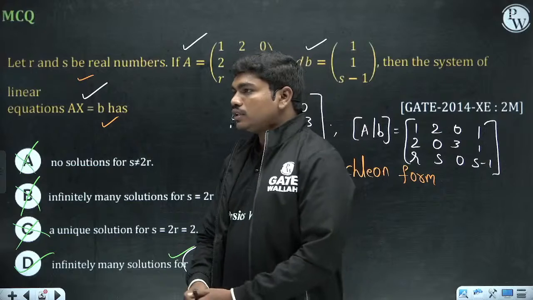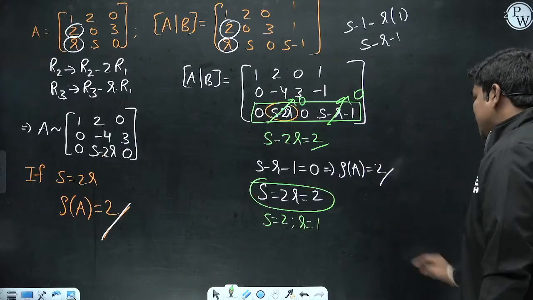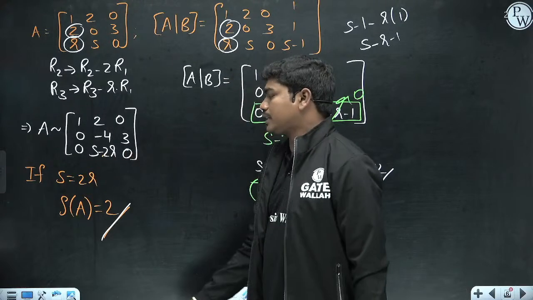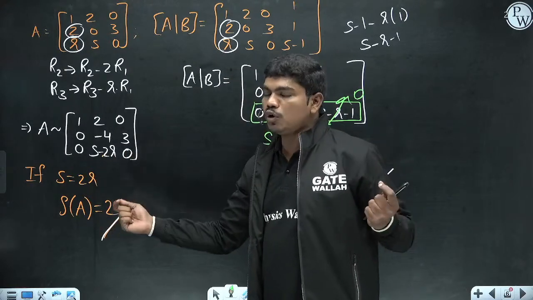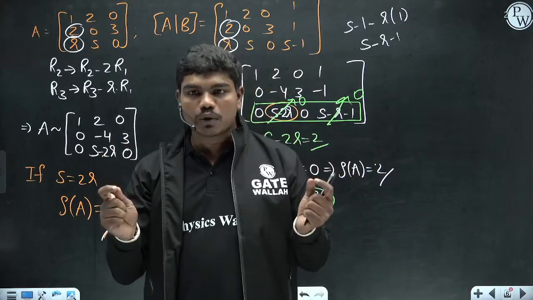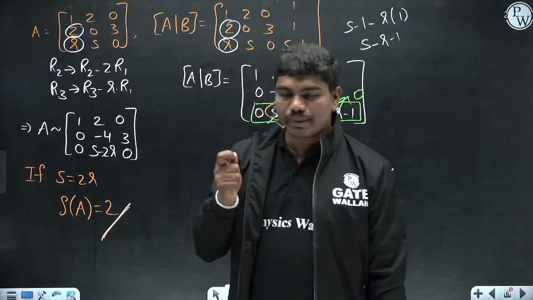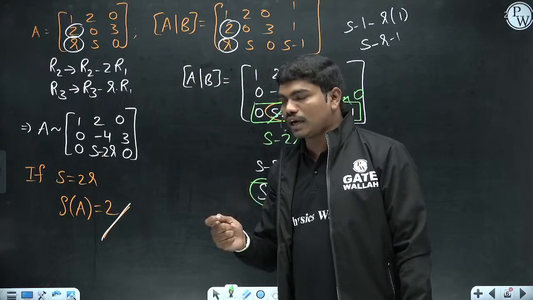Clear? Okay, so just type in the chat box, because if s is equal to 2, r is equal to 2, then this last row becomes 0 and this last row also becomes 0. So the rank of both these matrices will be 2 and the ranks of these two matrices are equal, but at the same time they are less than the number of unknowns. So that's why they have infinitely many solutions when s is equal to 2, r is equal to 2.